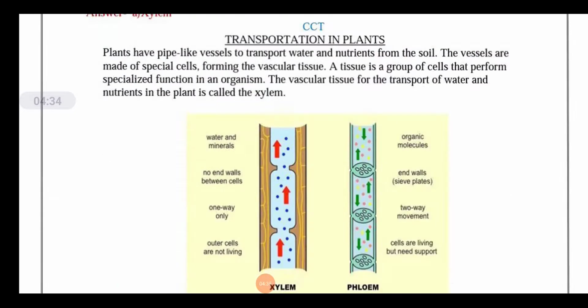With this, our CCT question on the topic transportation in plants is over.